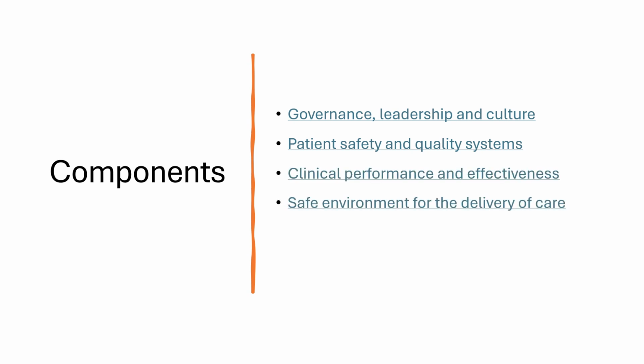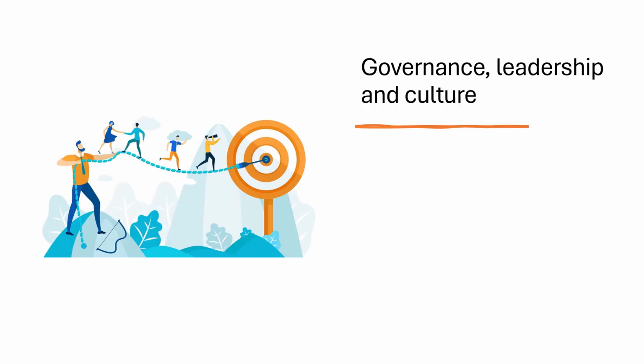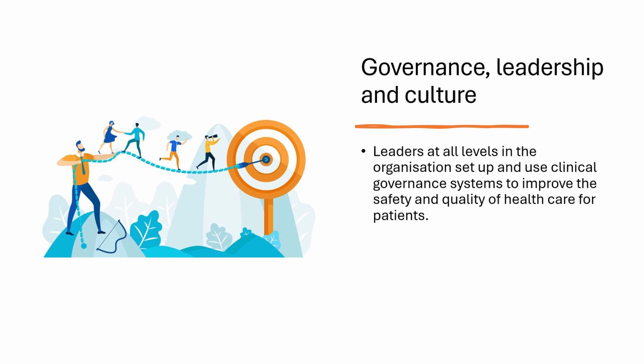And the fourth one is the safe environment for the delivery of care. The first component is the governance, leadership, and culture component or criteria. In this component, this is where a certain clinical governance system, or an overarching system or framework ensuring that safe and quality service will be delivered, is being set and endorsed. And who endorsed this? Who set this up?